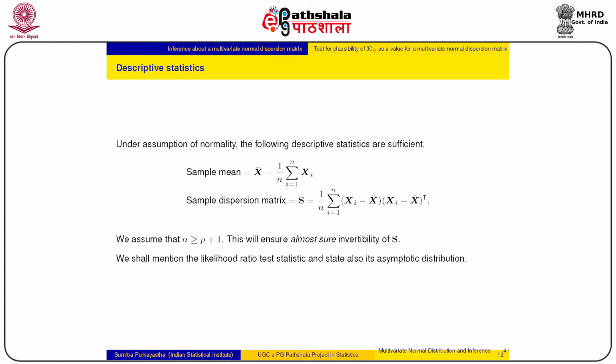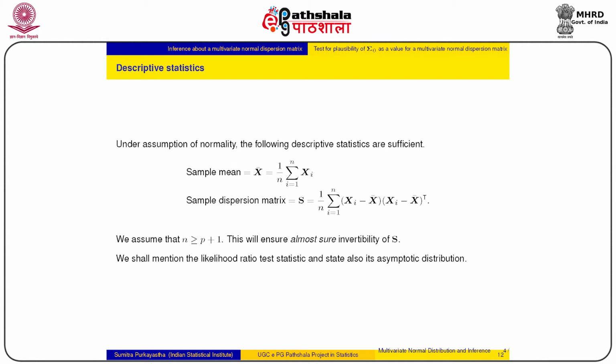We recall that in many of the testing problems, in fact most of the testing problems, when we had to estimate sigma, in the case of univariate normal distribution we needed at least two observations, to ensure that the sample variance is strictly positive with probability 1. So in the case of multivariate normal distribution, we should necessarily have at least p plus 1 observations. All right. So this is our setup: multivariate normal distribution, then sample mean and sample dispersion matrix. These are the descriptive statistics, and these are sufficient under assumption of normality, and we have at least p plus 1 observations.